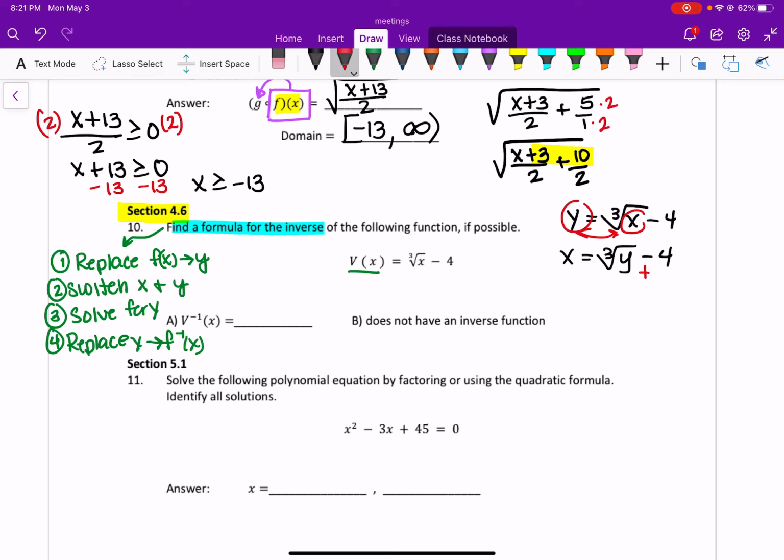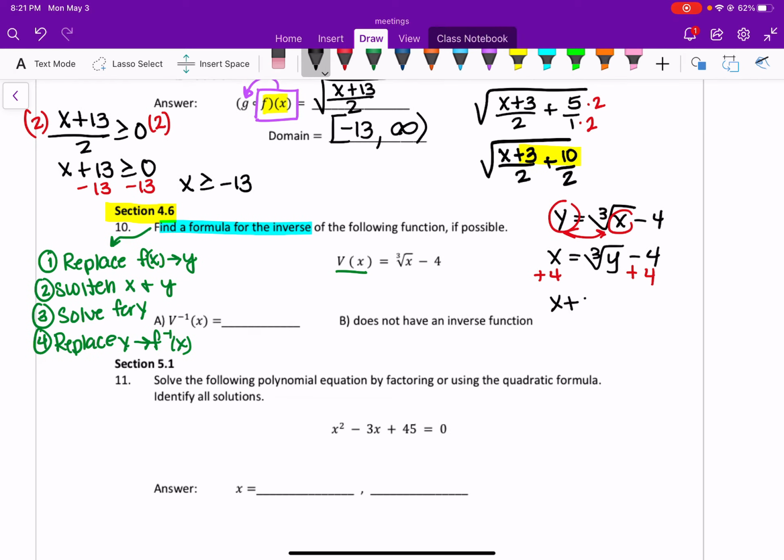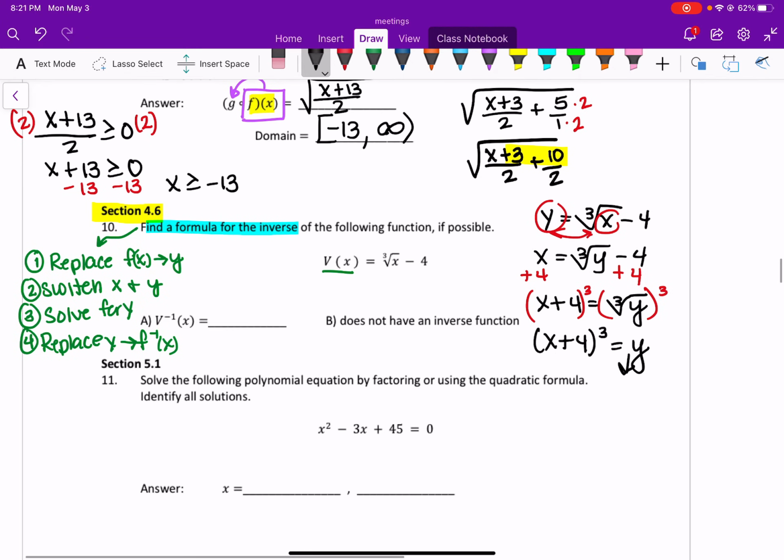The first thing we need to do is get rid of that 4 since it's on the outside of our cube root. So we have x plus 4 is equal to the cube root of y. To get rid of the cube root, we are going to use the power of 3. So we're going to raise this to the 3rd power, raise that to the 3rd power. So now we have x plus 4 cubed is equal to y. We've solved for y. So then all we have to do is replace that y with our inverse notation. Remember, it's going to use the same letter. So it's v inverse of x equals x plus 4 cubed.